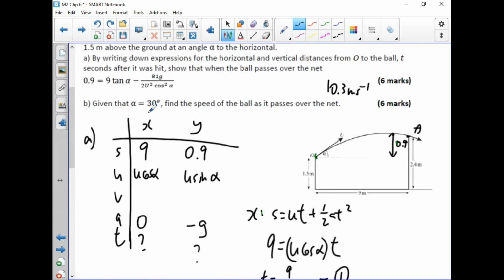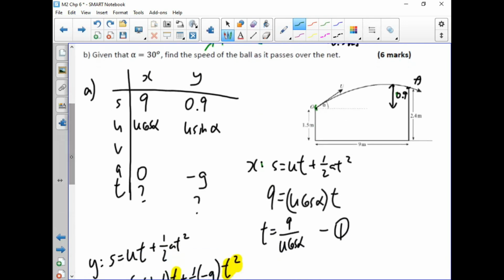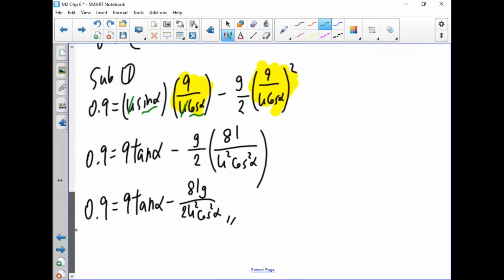Part B, given that alpha equals 30 degrees, find the speed of the ball as it passes over the net. Speed of the ball. Now, speed is not the same as velocity. If you remember from 6.2, the speed is the square root of vx squared plus vy squared. It's like Pythagoras on the vx and vy. In other words, we want to find vx and vy. Now, we know alpha is 30 degrees.